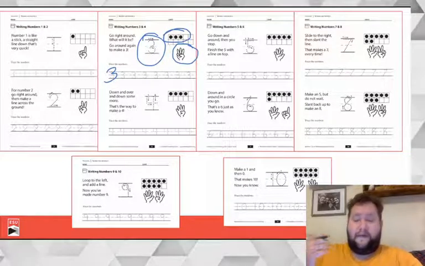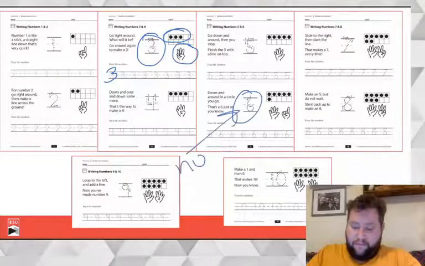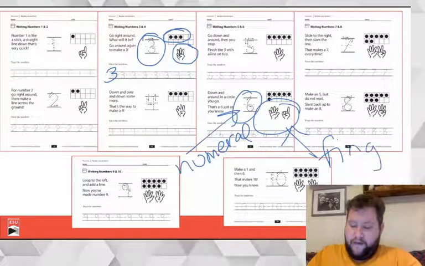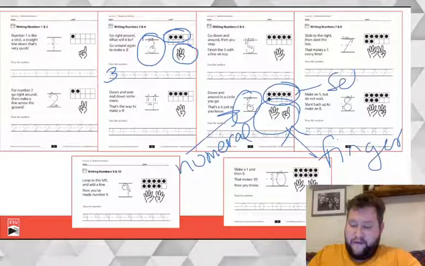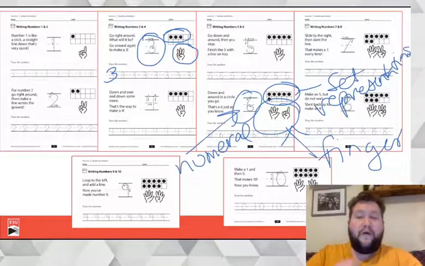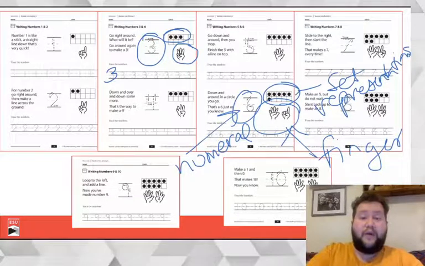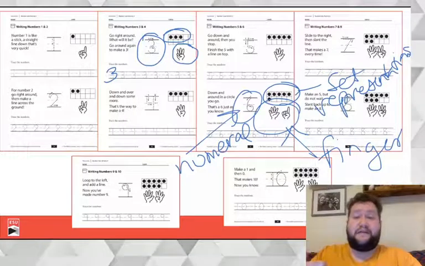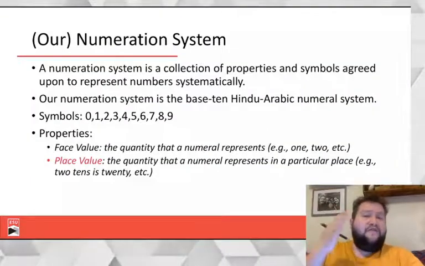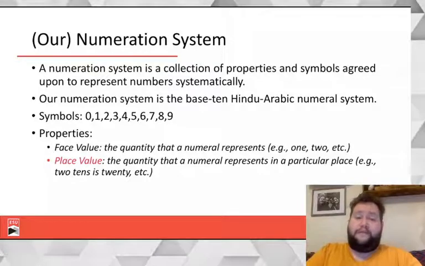Right, and so we have to think about our numeral representation. So this is a numeral. This is our finger. And this is our set representations. And so we have to work between these different representations for numbers and quantities because these are the understandings that children need really as the foundation of our number system. But that's just face value, the quantity that a specific number, or in this case numeral, represents.